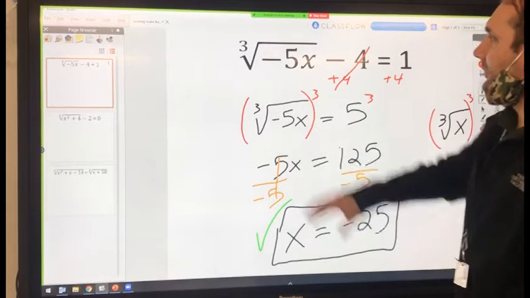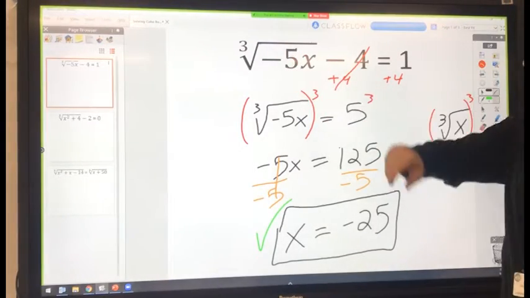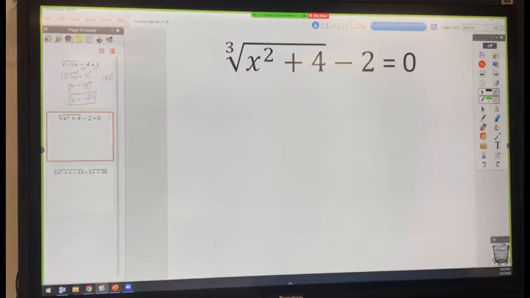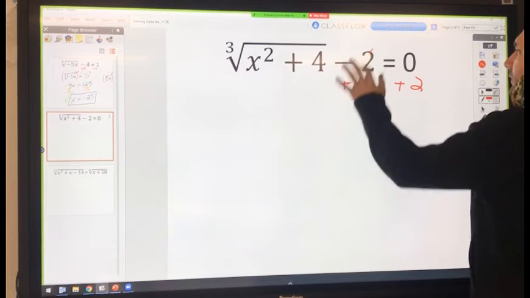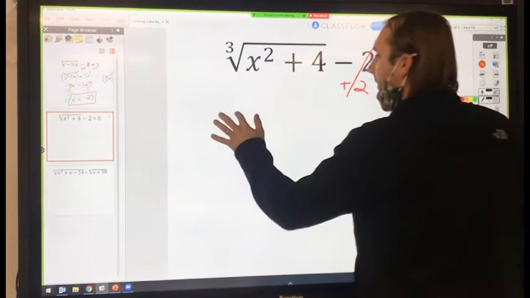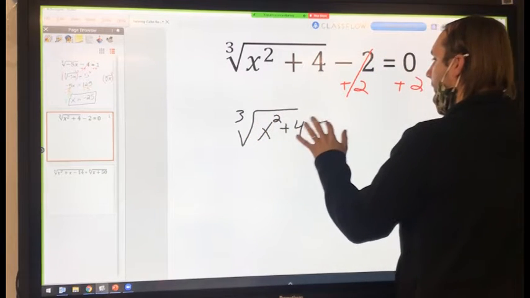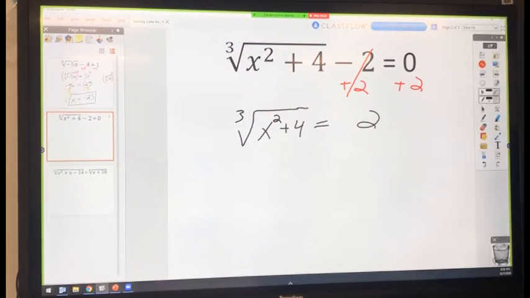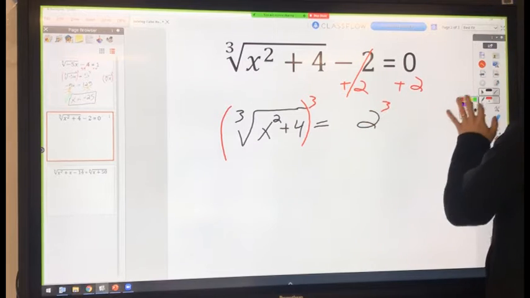Okay, it's not hard. The new thing here is the cube root, but not much has changed as far as difficulty, just cube both sides. Looking at this problem, what should I do first? Yeah, isolate the cube root, so add the 2, move it over. That gives me the cube root of x squared plus 4 equals 2. After that, cube the whole thing to get rid of that cube root.